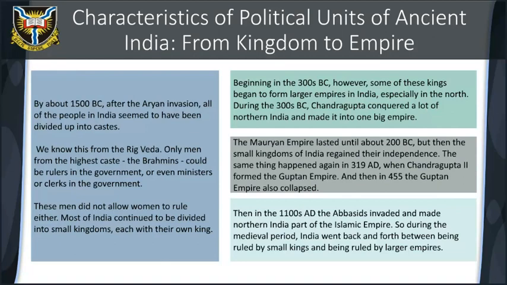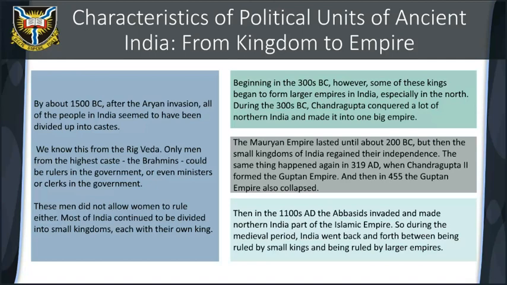Characteristics of political units of ancient India, from kingdom to empire. About 1500 BC, after the Aryan invasion, all of the people in India seemed to have been divided up into castes. We know this from the Rig Veda. Only men from the highest caste, the Brahmins, could be rulers in the government or even ministers or clerks in the government. These men did not allow women to rule either.